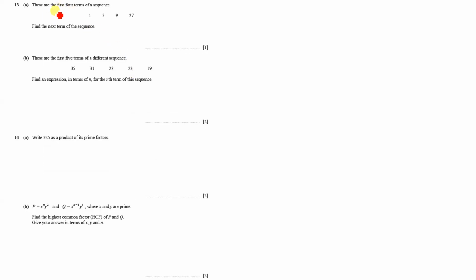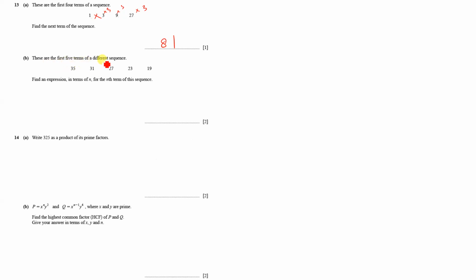Question number 13. These are the first 4 terms of a sequence: 1, 3, 9 and 27. Find the next term. So we can observe very easily 1 times 3 is 3. Similarly 3 times 3 is 9, 9 times 3 is 27. 27 times 3 will be the next term, and that is 81.